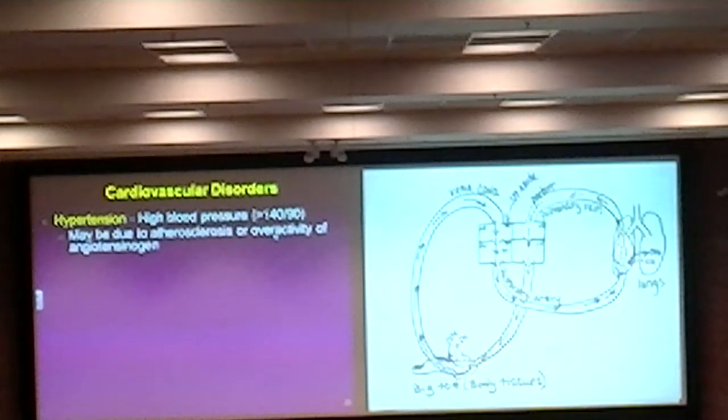You might remember from the urinary system last week, angiotensinogen turns into angiotensin 2, which constricts the blood vessels and raises blood pressure. So if you have too much of this stuff, it's overactive, you're going to have too much blood vessel constriction, and that could lead to hypertension too, no matter what you eat.